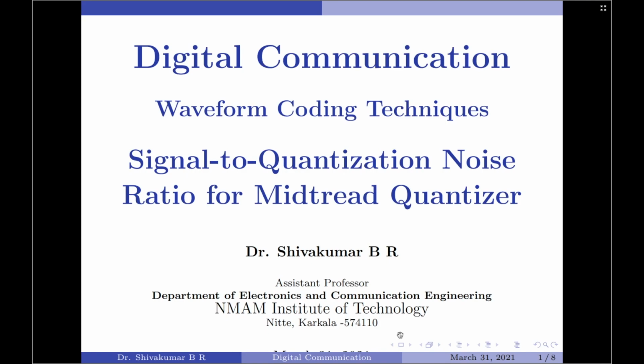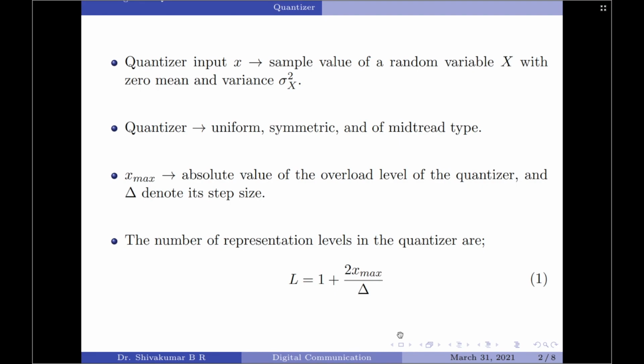In this video, I'm going to derive an expression for the signal to quantization noise ratio for a mid-thread quantizer. To start with, let the quantizer input x be a sample value of some random variable capital X with mean 0 and variance sigma x square. The quantizer is assumed to be uniform, symmetric and of mid-thread type. Let Xmax denote the absolute value of the overload level of the quantizer and capital delta denote its step size.